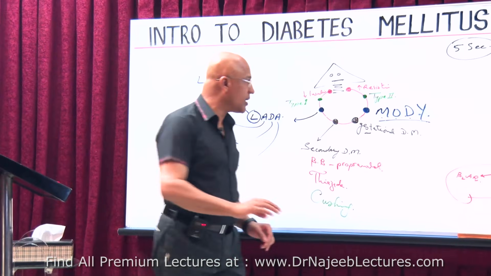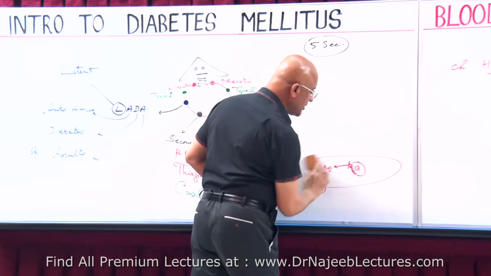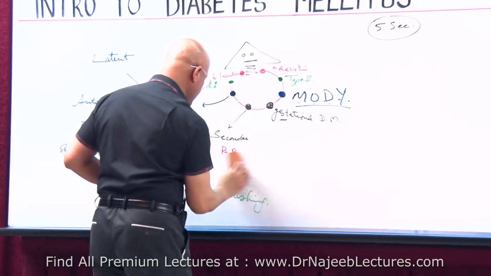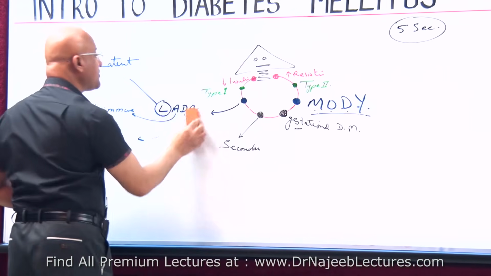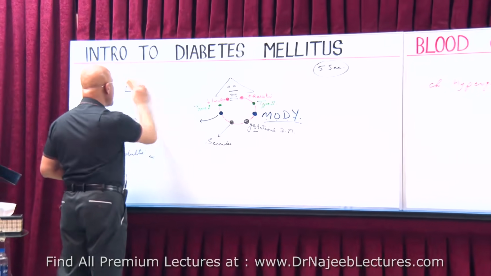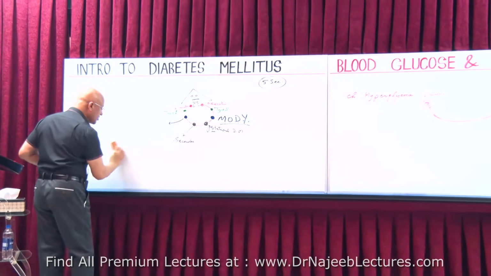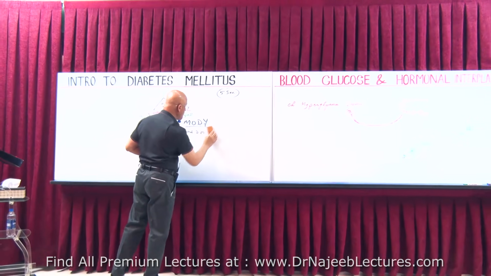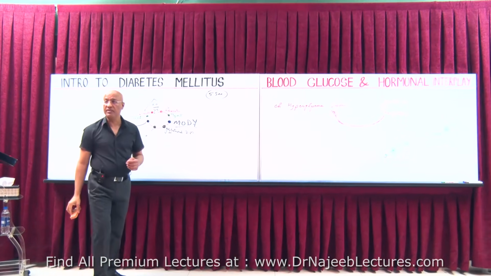So what did we learn up to now? We just learned that diabetes is a dangerous disease, and every fifth second it is killing one person. Globally, about 500 million people are suffering from it.